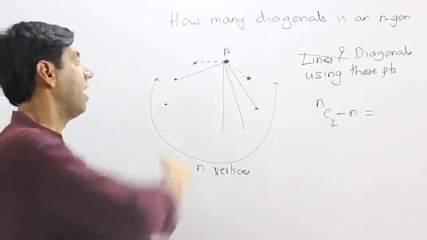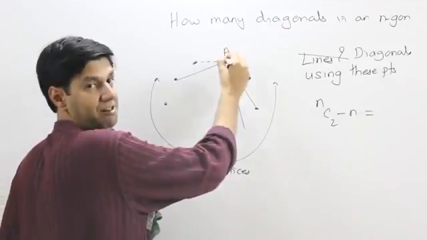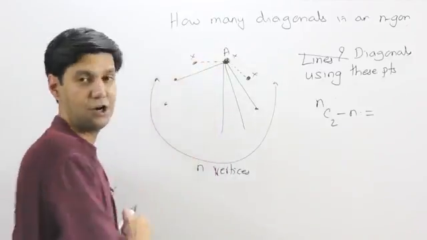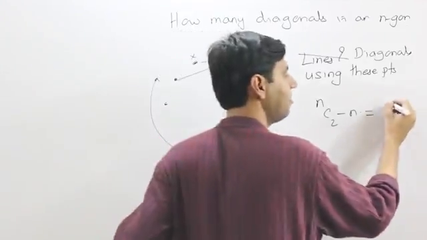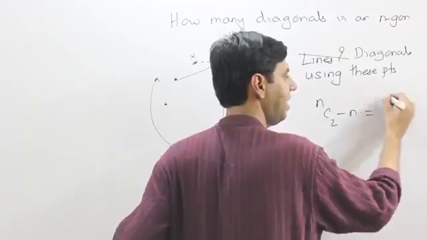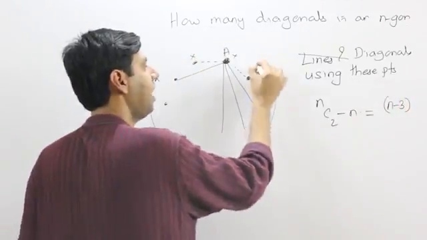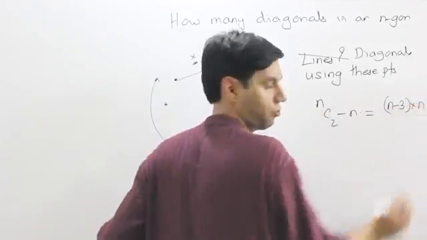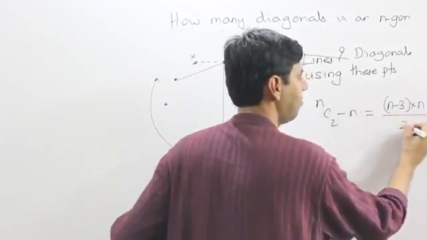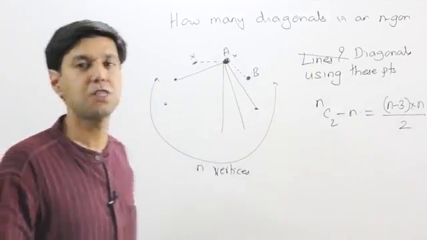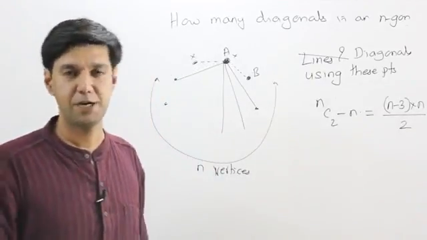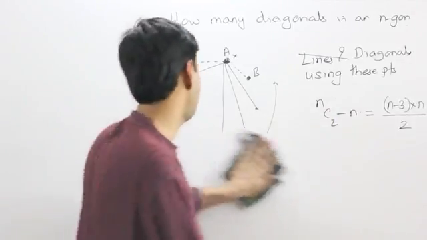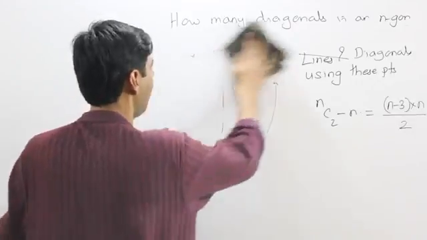So, n points in all, 1 itself, take it out. The adjacent one not acceptable, the next adjacent not acceptable. So from each point I will be able to draw n minus 3 diagonals. From point B, how many diagonals would I be able to form? Same n minus 3. So from n points it would be into n. Same logic, each diagonal will be counted twice from each vertex. So we could also think of it as n into n minus 3 by 2. If you solve nC2 minus n, you are going to get the same answer over there. So this is about finding the diagonals in this case.